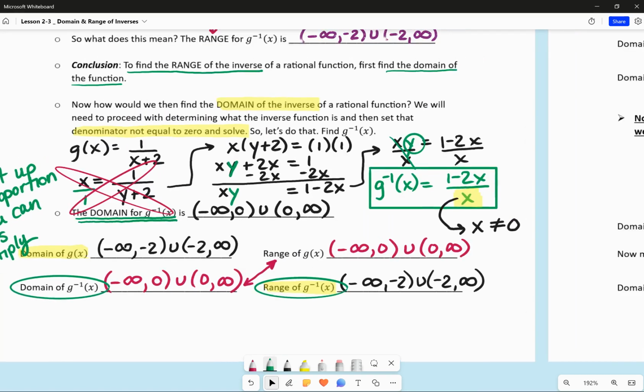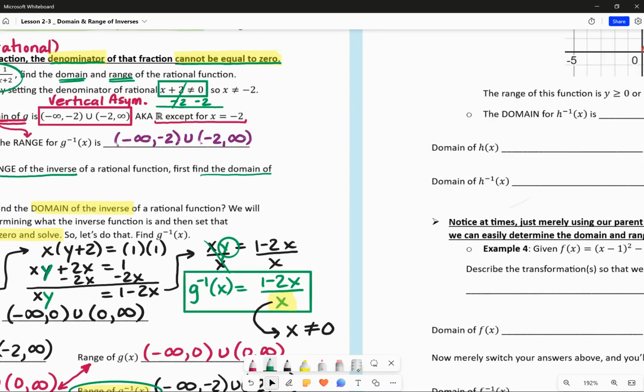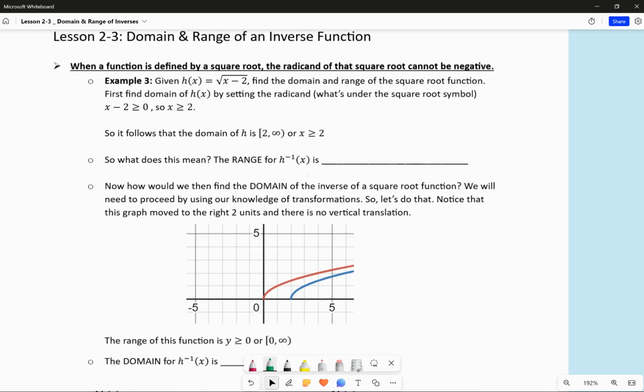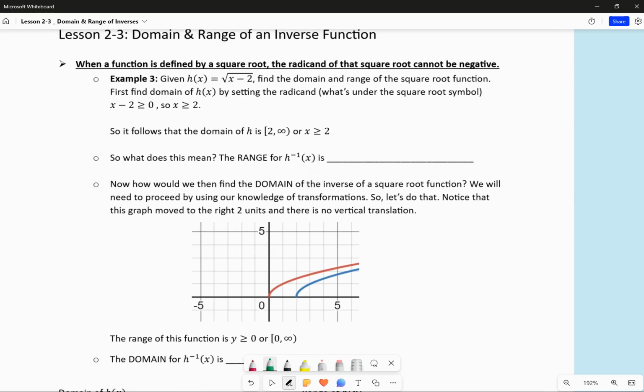So let us move to another type of function. We are going to work now with the square root function. Here I want to make sure that the radicand cannot be negative. On a number line, if you think of a number line, and here's your 0, where are the numbers not negative?